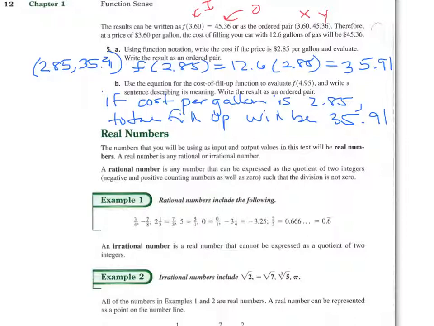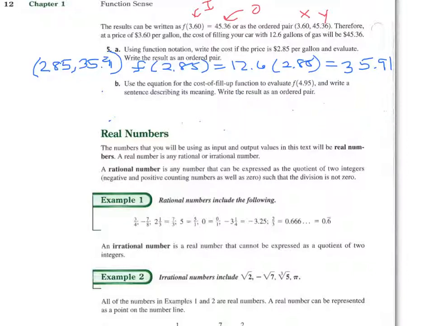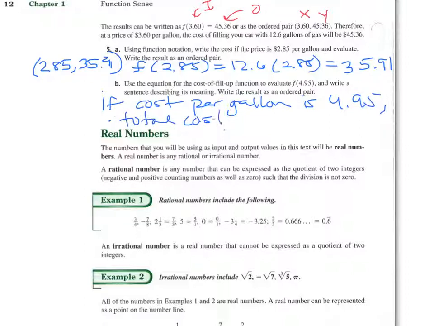Oh, I just realized that was supposed to be a different number. They gave us a new one. So let me scratch that. Sorry about that. I just realized they gave us a new cost per gallon. Okay, so now if cost per gallon is $4.95, total cost then comes out to be $62.37. So that as an ordered pair would be 4.95 input, 62.37, that's my output.